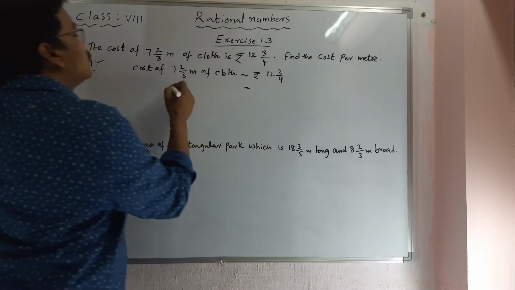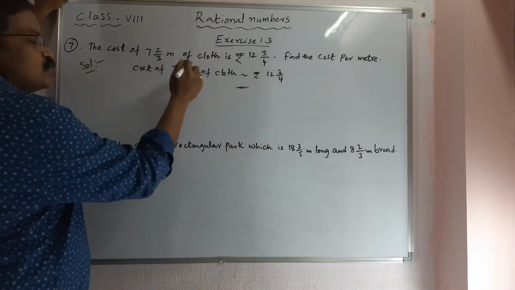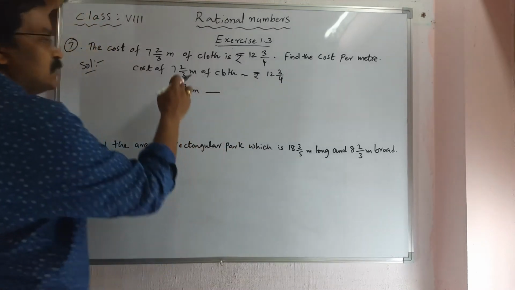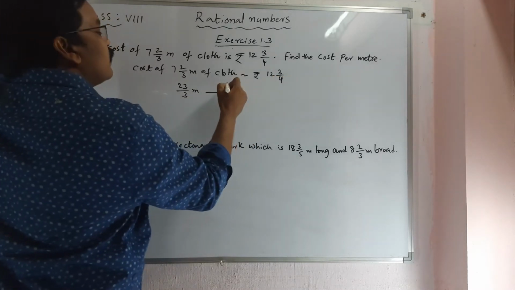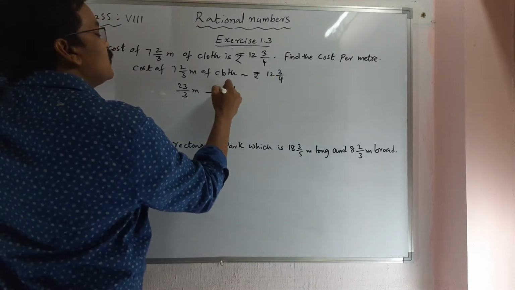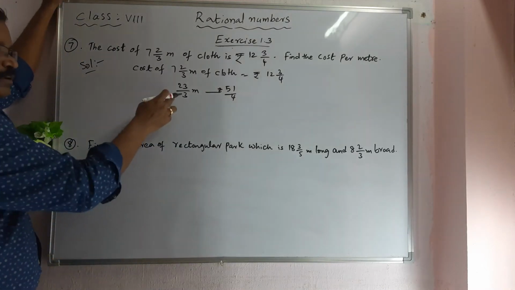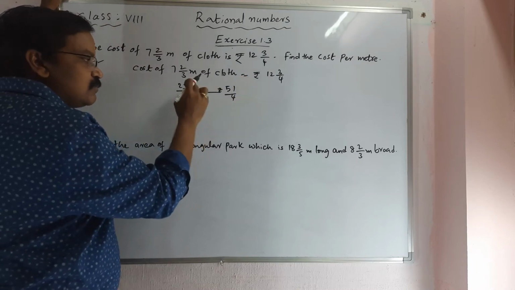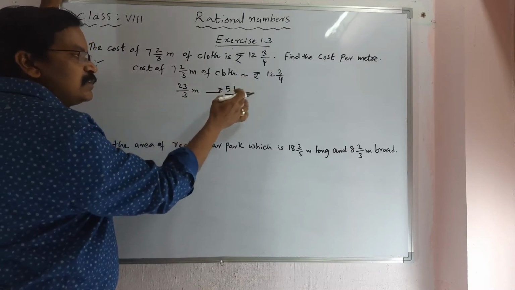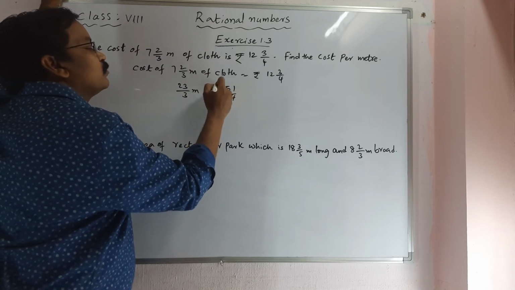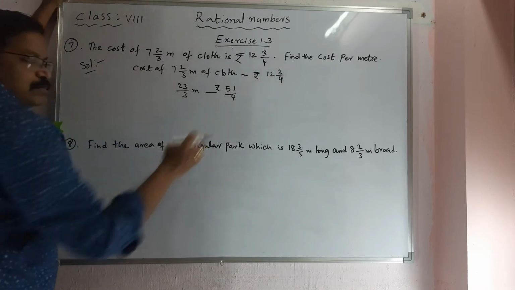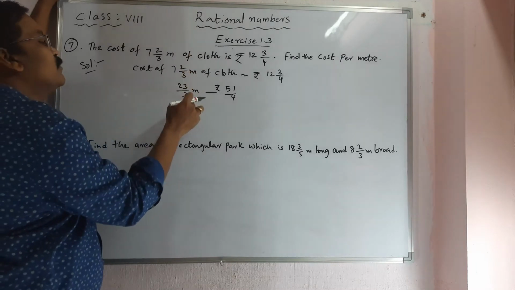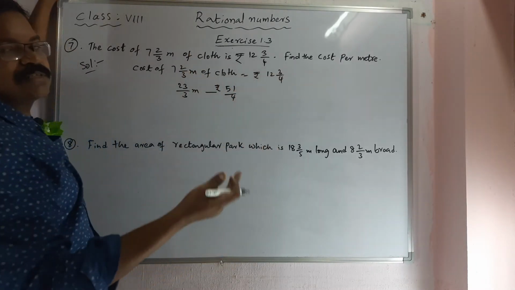That means 7 2/3 meters means 3 7s are 21 plus 2, 23/3 meters. The cost is 51/4 rupees. The cost of 23/3 meters of cloth is 51/4 rupees. So these two are mixed fractions. I have changed them into improper fractions. 3 7s are 21 plus 2, 23/3 meters. 12 4s are 48 plus 3, 51/4.